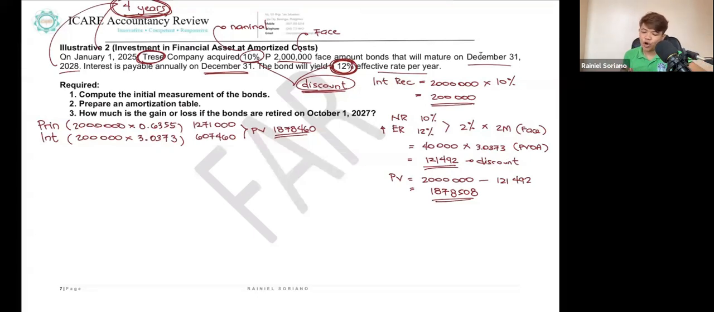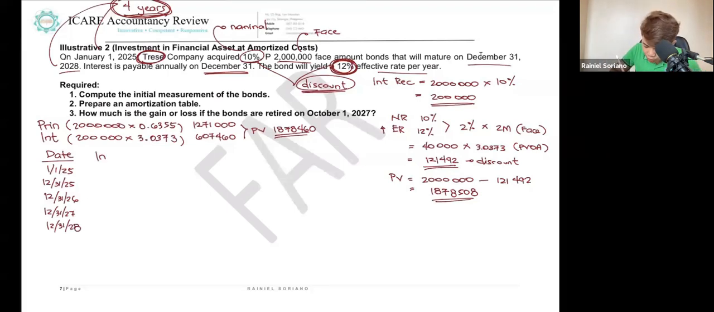Now, let's move on to the second requirement. We're done with the first requirement. That's to compute the initial measurement of the bond. Second requirement is to prepare an amortization table. Okay? So, dito sa amortization table natin, meron tayo ditong date. Anong lalagyan natin? January 1, 2025, December 31, 2025, December 31, 2026, December 31, 2027, and then December 31, 2028, kasi hanggang December 31, 2028 daw tayo.